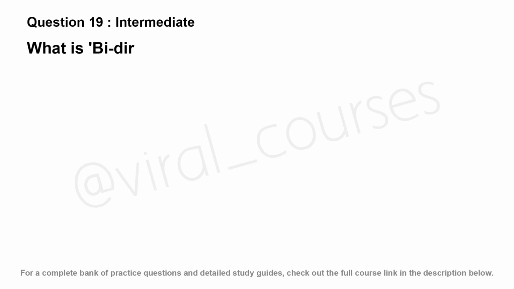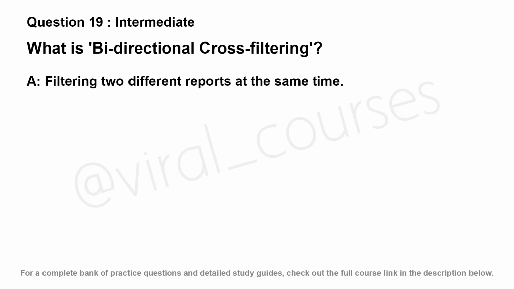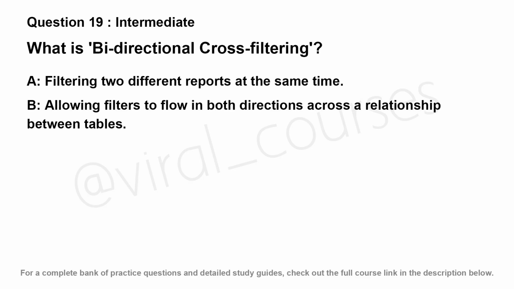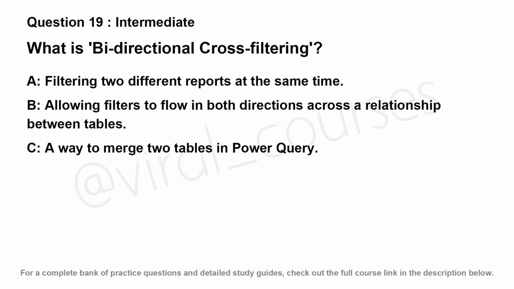What is bidirectional cross-filtering? Option A. Filtering two different reports at the same time. Option B. Allowing filters to flow in both directions across a relationship between tables. Option C. A way to merge two tables in Power Query. Option D. Refreshing the data twice a day.